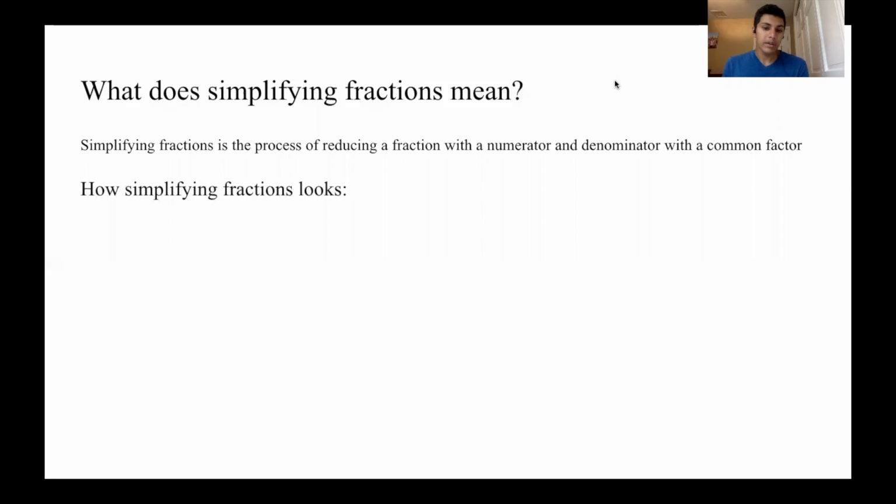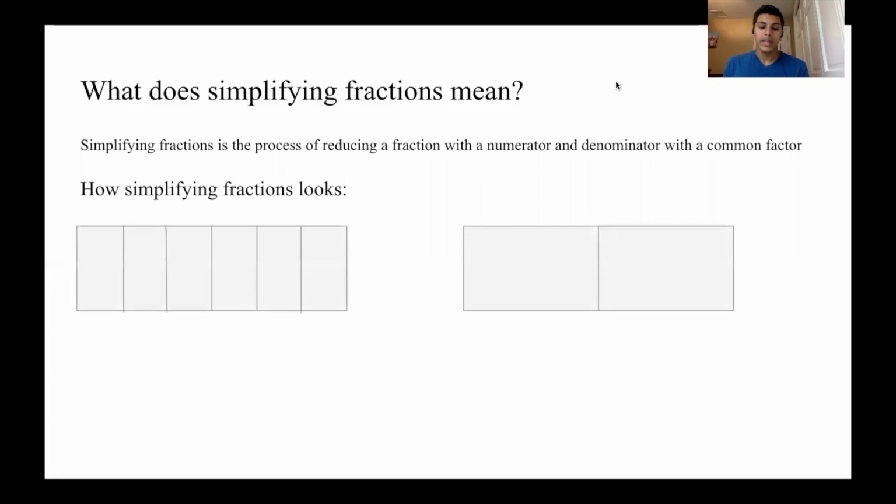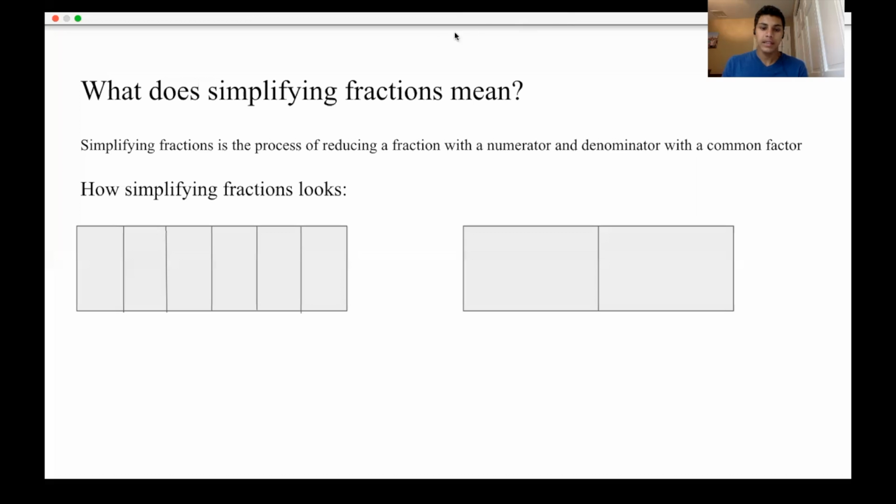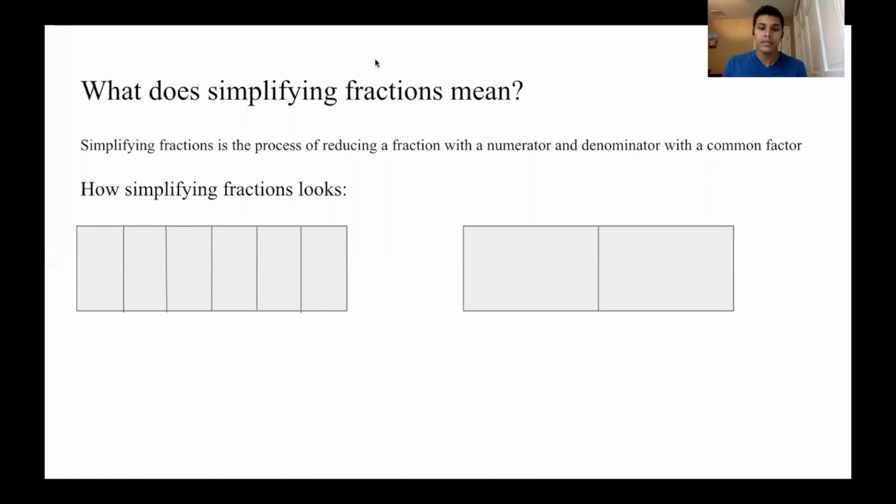So here's how simplifying fractions looks. In this diagram, I have two bars. Now, the bars are the exact same size, but as you can see, they're split into different sections. The bar on the left is split into 6 equal sections, and the bar on the right is split into 2 sections. So you could say that the bar on the left is split into sixths, and the bar on the right is split into halves.